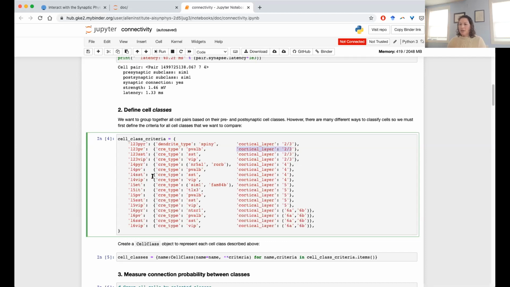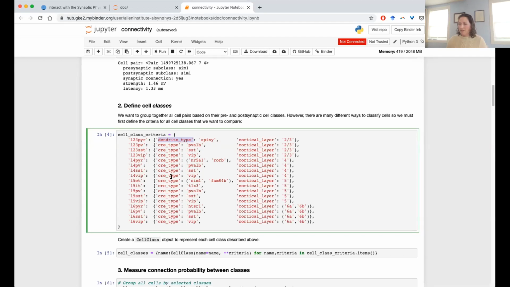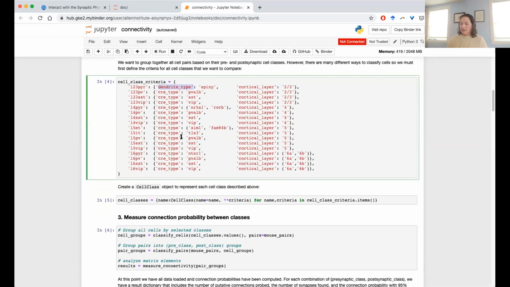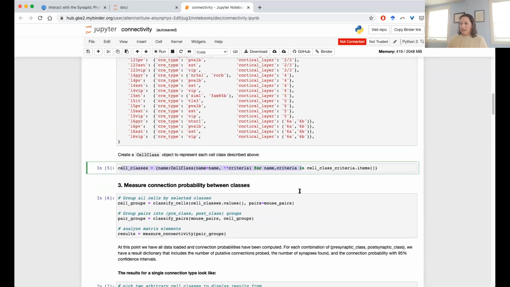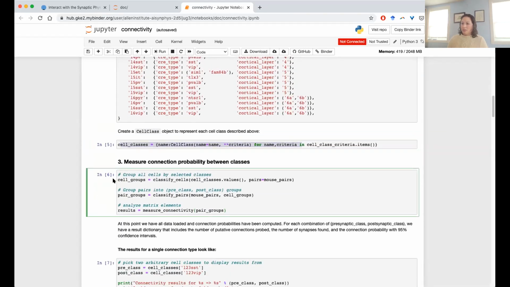So we repeated that a bunch of times with different types of subclasses. As you can see for layer 2-3, you could also use things like dendritic morphology to describe these cells. And so you can construct these cell classes at any resolution you choose and with any combination of features. So once you've defined your cell class criteria, here we can create the cell class object. And once we do that, we can then group all of the cells into their particular cell class, explore the pairs that exist between those cell groups, and then measure the connectivity between them.